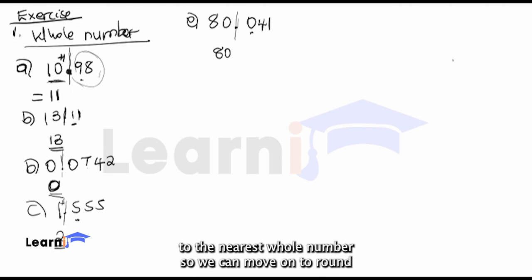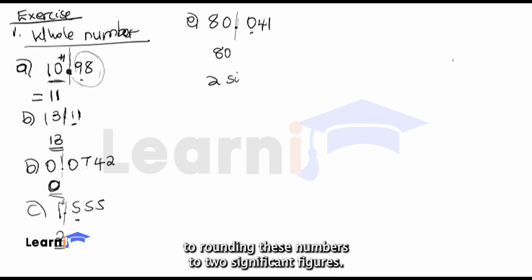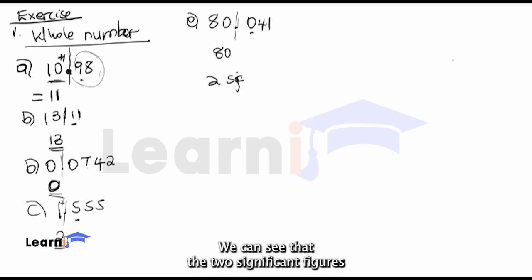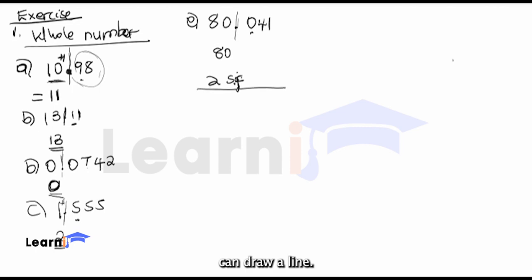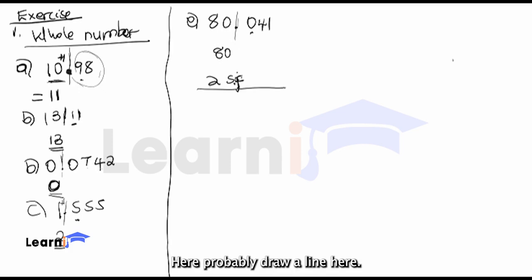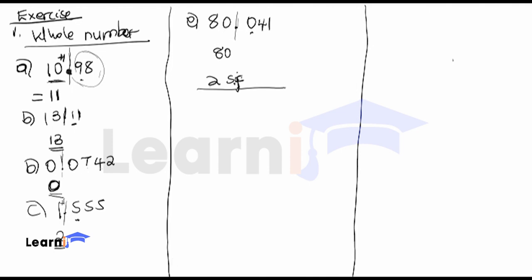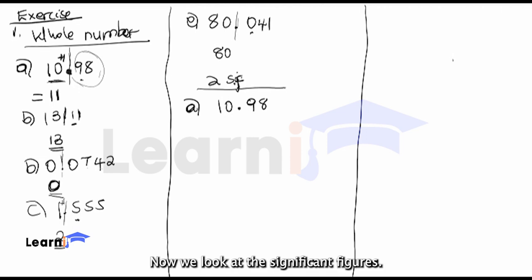So we can move on to rounding these numbers to 2 significant figures. You can draw a line here and probably draw a line here to 2 significant figures. We'll have A, which is 10.8. Now we look at the significant figures.